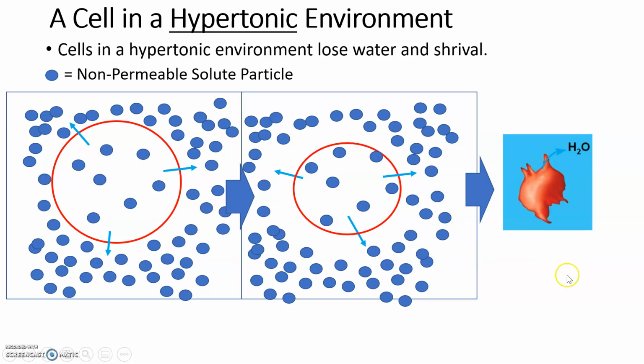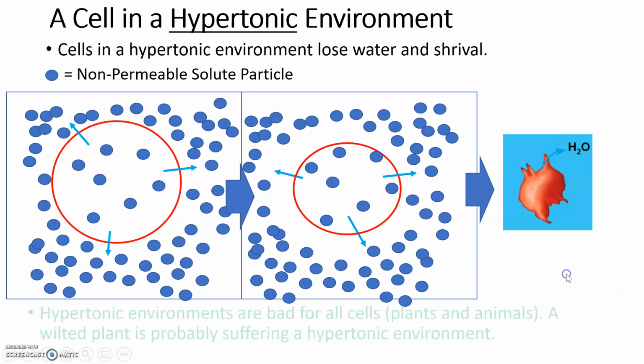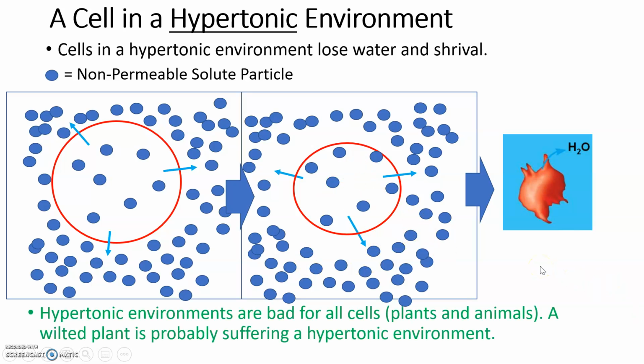So again, another bad scenario here. You want to make sure your cells are not in a hypertonic solution either. Hypertonic is bad for all cells, plants and animals. The cell wall will stop the cell from getting too big, but it can't stop the cell from getting too small. So plant cells and animal cells both suffer from a hypertonic environment.